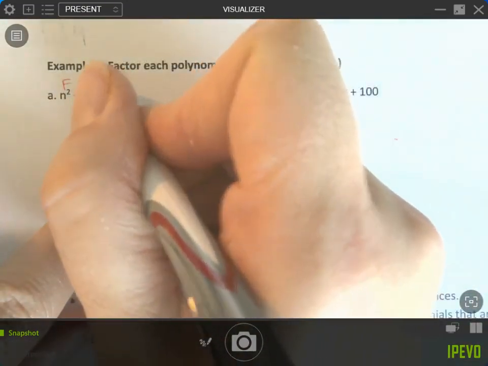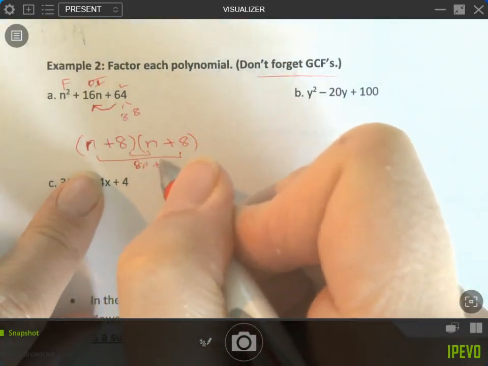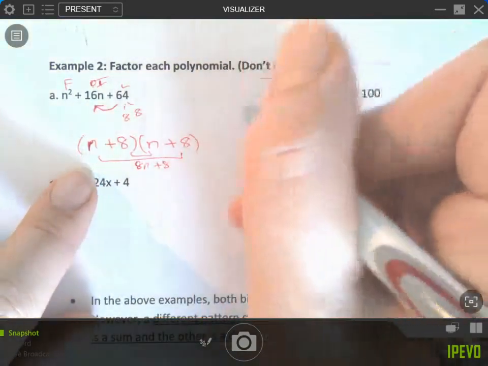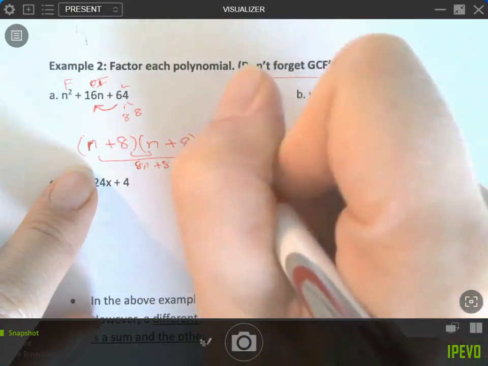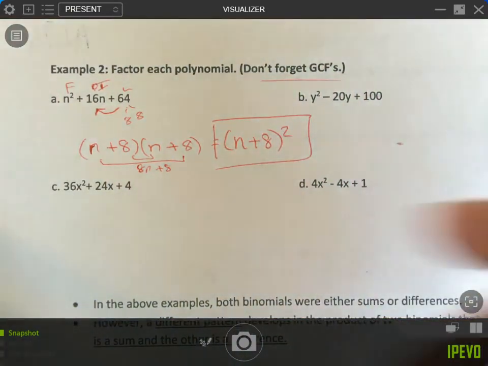Now what about that outer and inner? Yeah, that's 8n and another 8n. See how it's double the root? 8n times 2 is 16. Final answer. To get full credit, you have to show this final answer as a quantity squared. You're pointing out and saying, hey, I caught this. It's a perfect square.